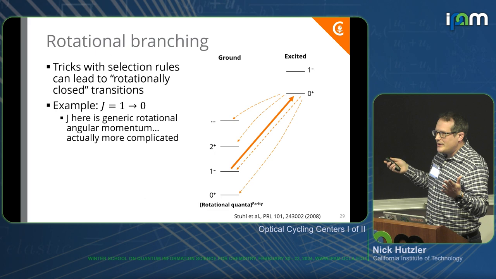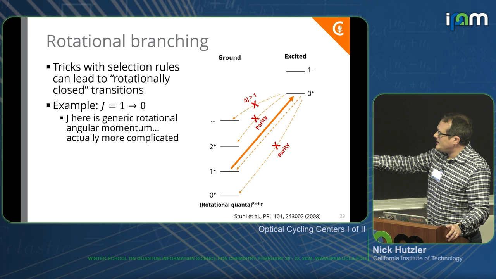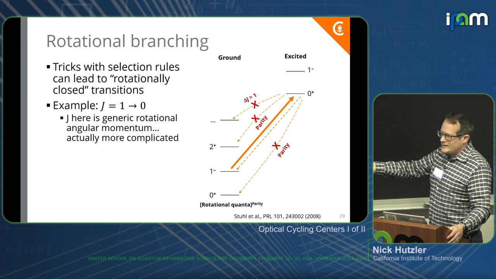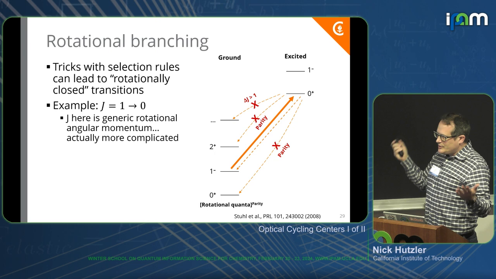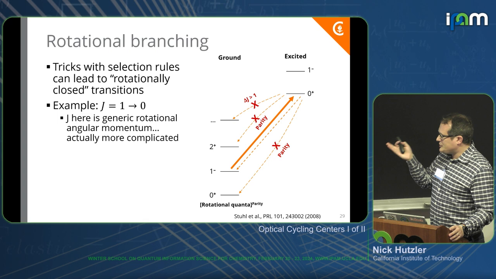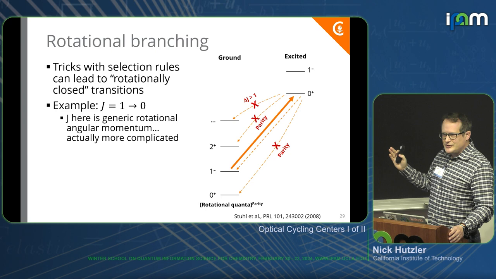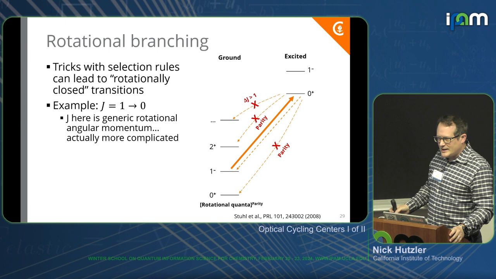Well, it can't go here because it's the same parity. It can't go here because it's the same parity. It can't go here because that would change the rotational quantum by more than one. So you can only go back down to here. So if you drive this kind of transition, you can basically ignore the rotational branching too. And this, it turns out, is what people do. If you drive this type of transition in these types of molecules with those types of laser modulators to bridge the fine structure and hyperfine, you can cycle a lot of photons.